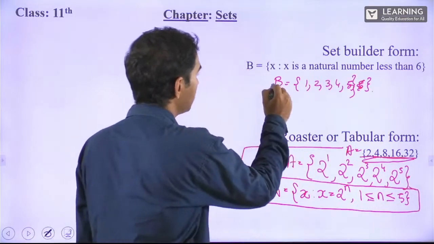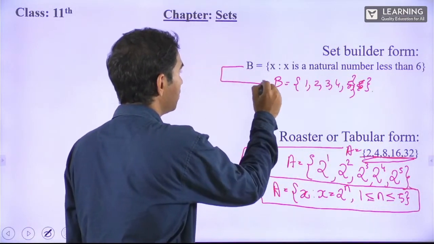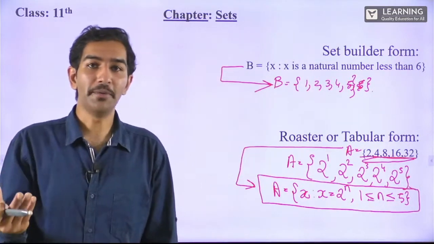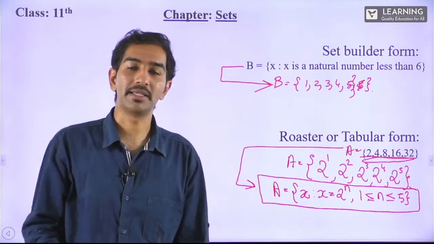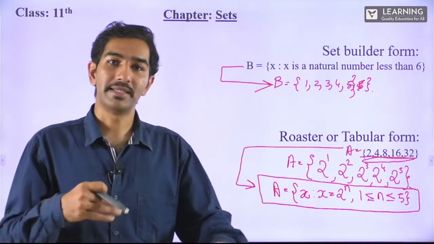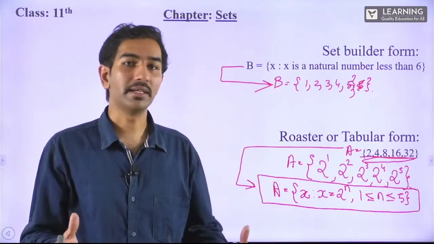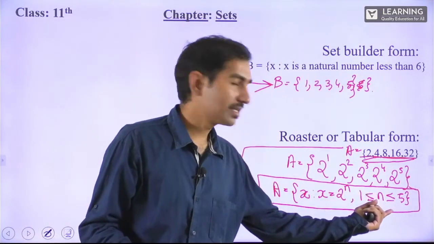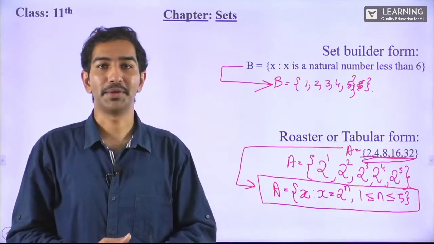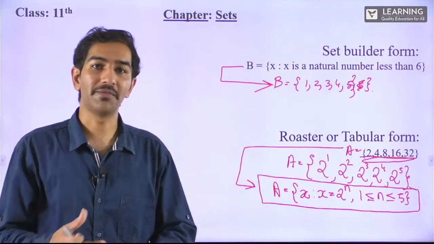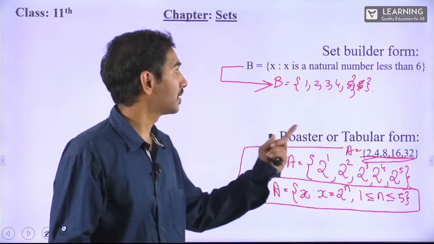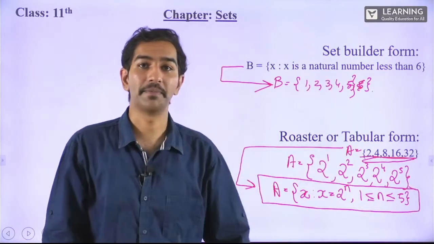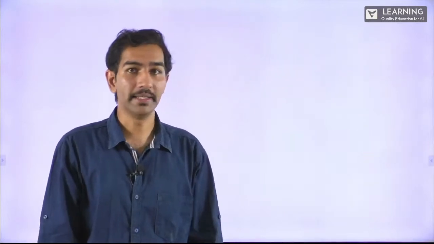And this is the roster form of the given set builder form. Understood, students? So roster form means what? Just listing down the elements. Set builder form means the same thing, but you are writing it with the help of some variables, symbols and some inequalities. So these are the two ways of representing sets: roster form and set builder form. We'll go on to the next slide.